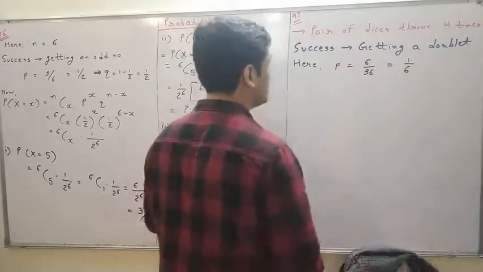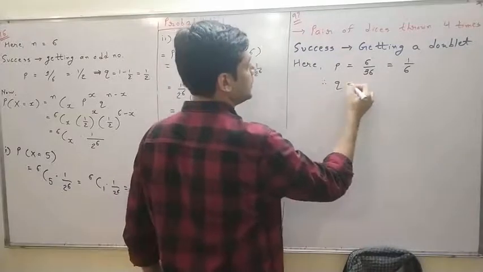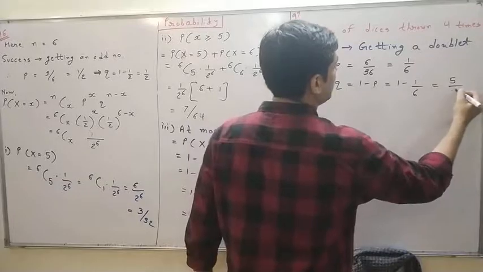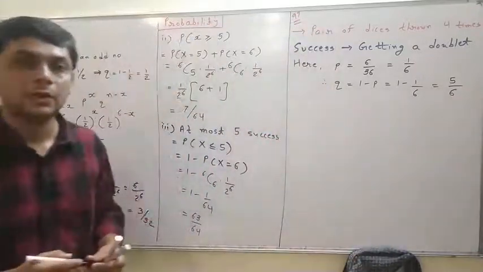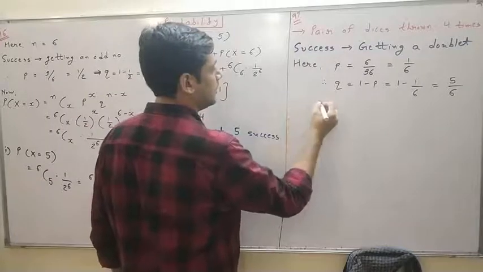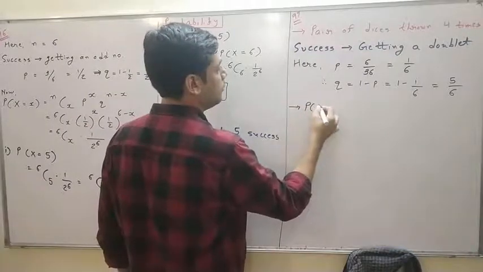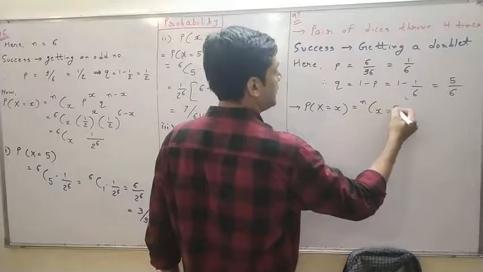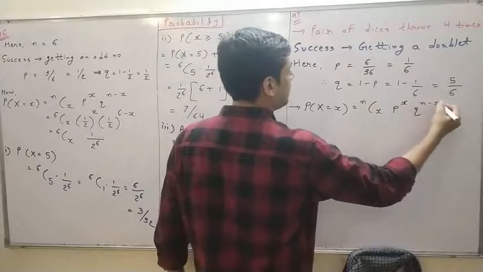P is 1 by 6. So Q is equal to 1 minus P, that is 1 minus 1 by 6, so that is 5 by 6. Okay. And here x is equal, first we will write the formula of P of x is equals to x, that is NCx P raised to x, Q raised to n minus x.